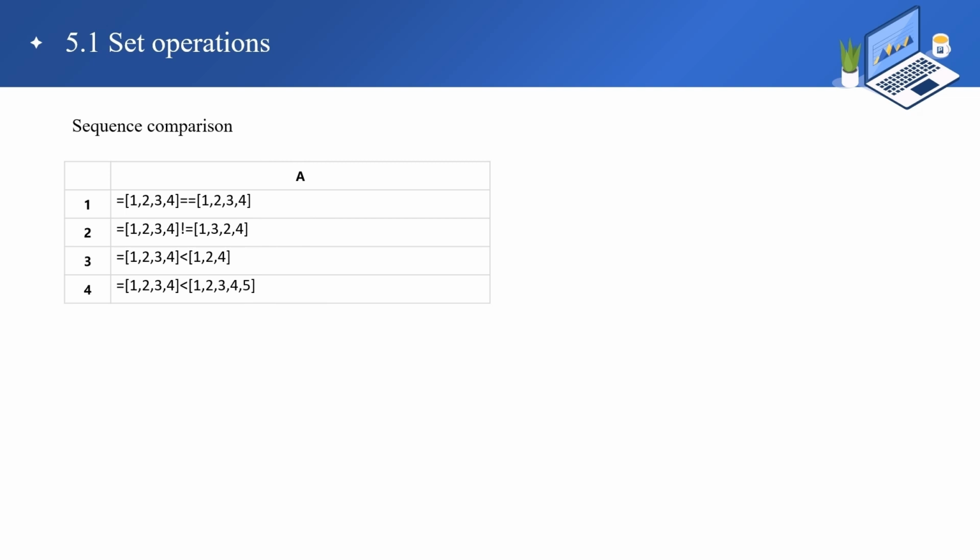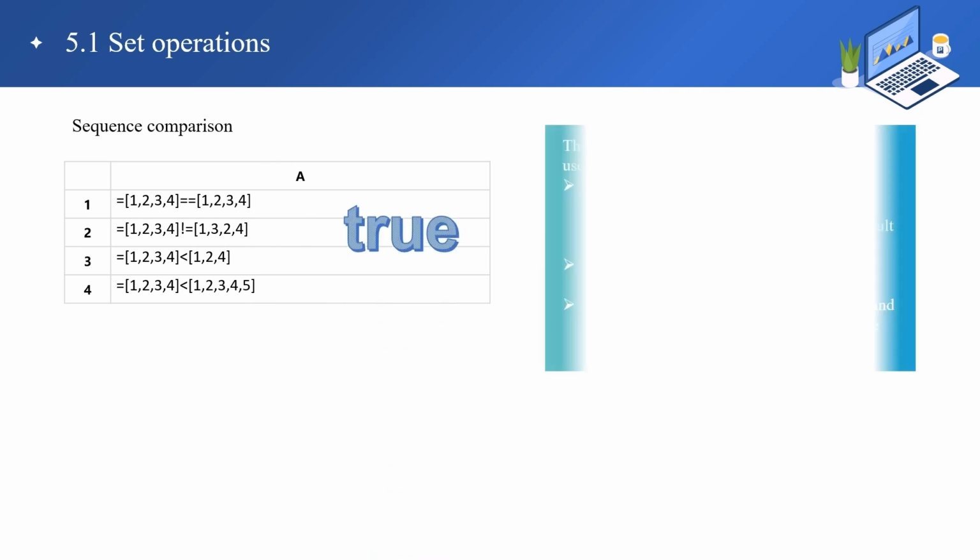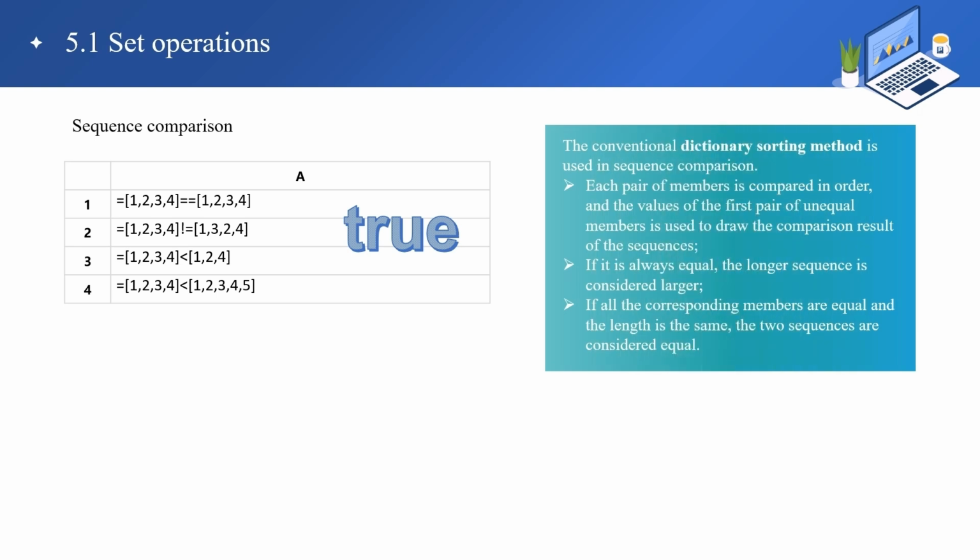As a kind of data, sequence can also be compared. The results of these judgments are all true. The conventional dictionary sorting method is used in sequence comparison. Each pair of members is compared in order, and the values of the first pair of unequal members is used to draw the comparison result of the sequences. If it is always equal, the longer sequence is considered larger. If all the corresponding members are equal and the length is the same, the two sequences are considered equal. In particular, because of order, the sequences composed of the same members are not necessarily equal.